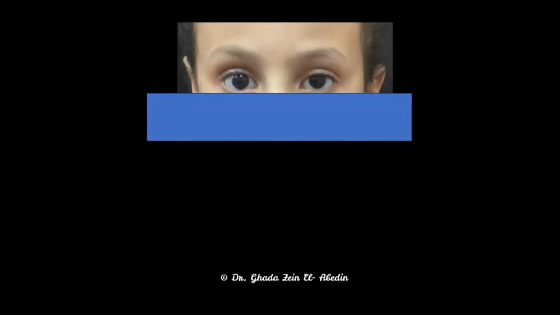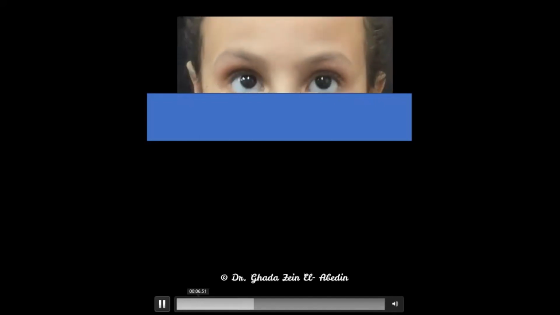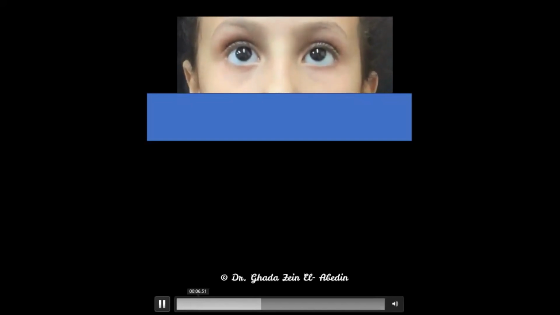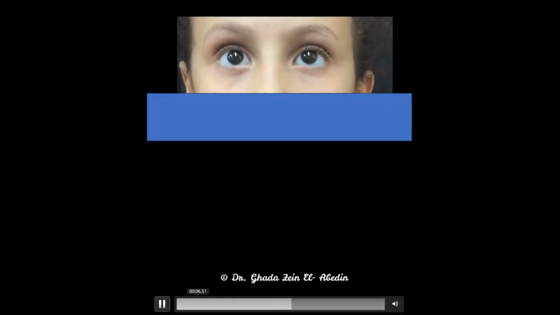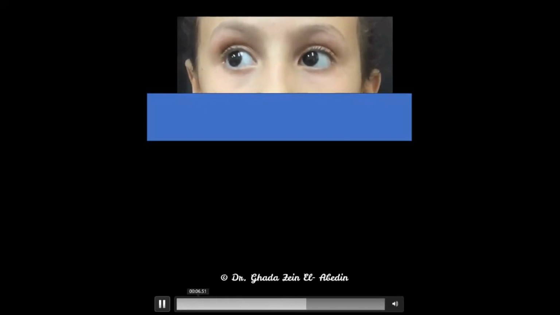So as you can see here, there is a difference in the palpebral fissure, and there is movement here of the upper eyelid. But the patient is looking down. I was tricking the candidates by asking the patient to look down. And here she is looking upward. Nothing changed in the eyelid.